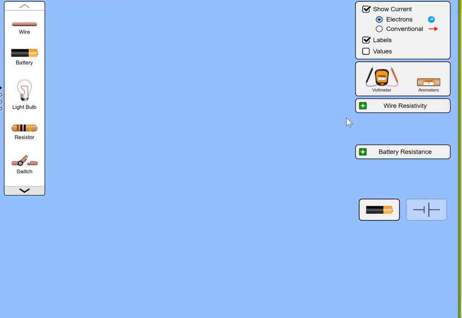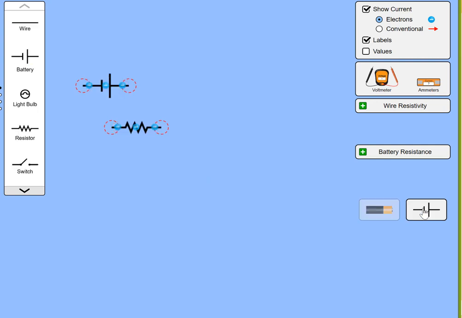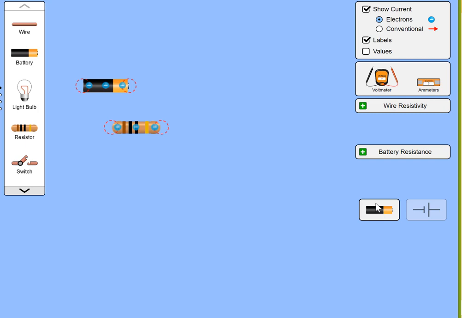Okay, so you can start dragging things, moving them around. You can see that the battery and the resistor look like a battery and a resistor that you would see in lab. But if you click on this schematic over here, it changes them to look like what you would see in a circuit diagram. But I'll just leave it as batteries and resistors. You could also set your wires to have some resistance and your battery to have some resistance to simulate the real world. We're not going to do that today. Just leave them as ideal.